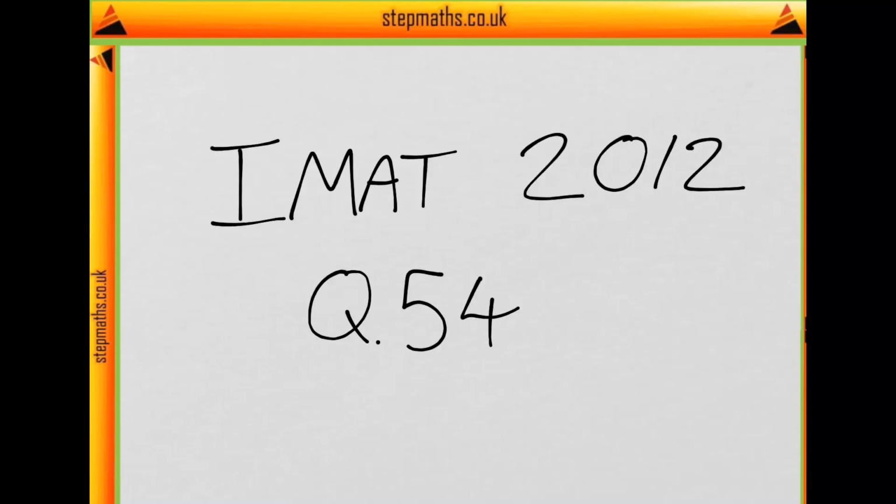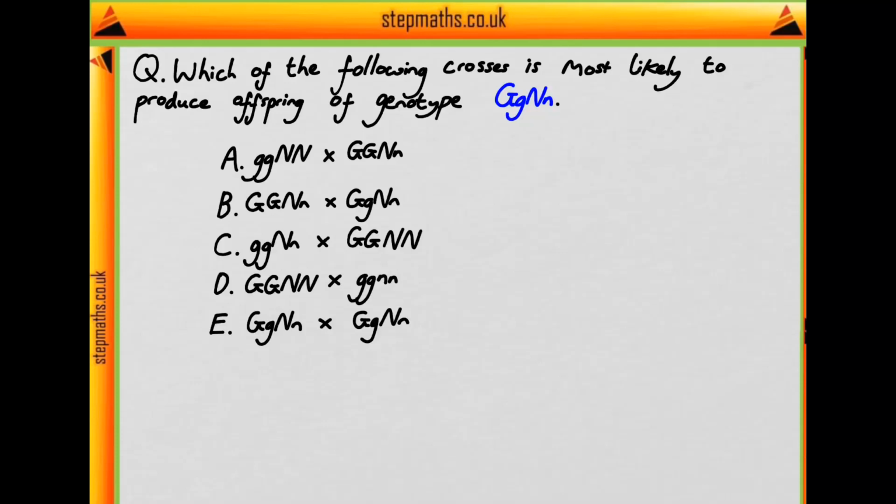This video is on question 54 from the 2012 IMAT paper. In this question, we're asked which of the following crosses is most likely to produce offspring of genotype capital G, lowercase g, capital N, lowercase n. We call this genotype a dihybrid, that is, it's heterozygous for two genes. And we're given this list of crosses to choose from.